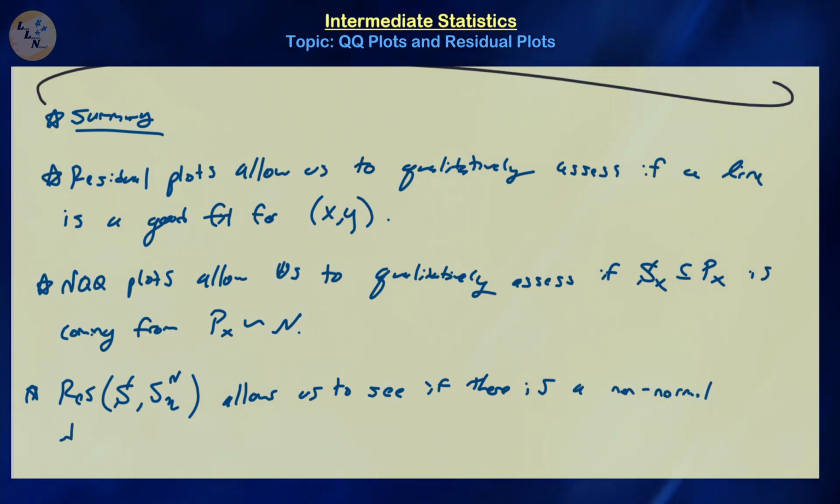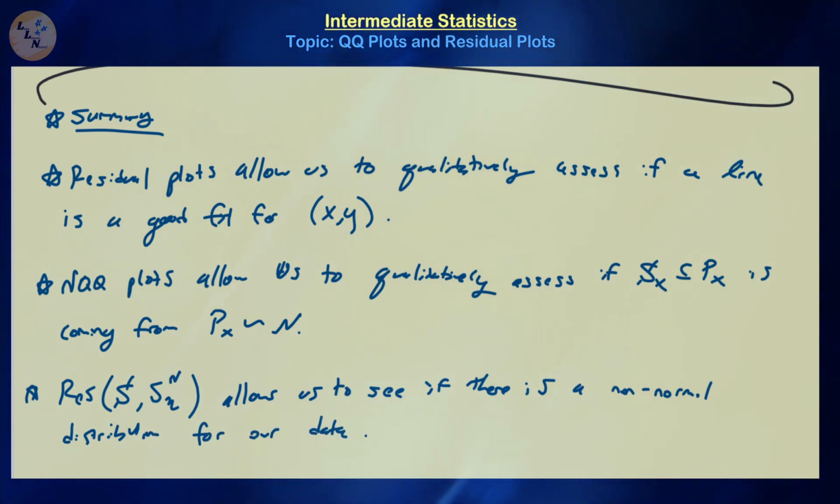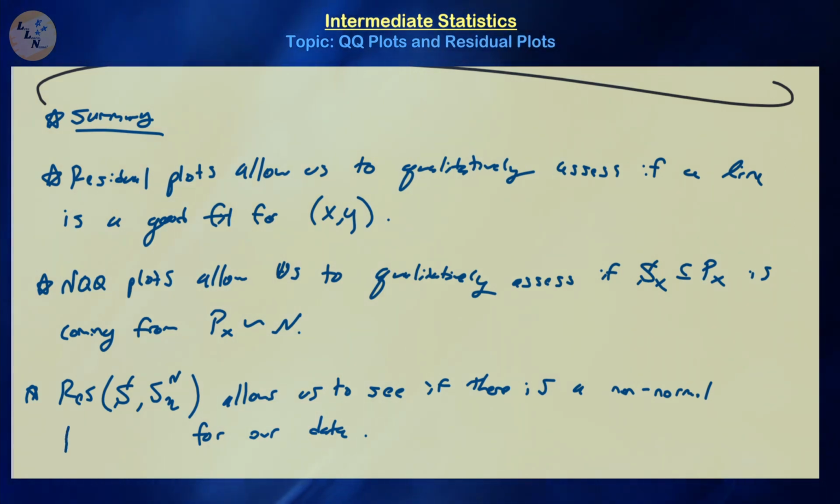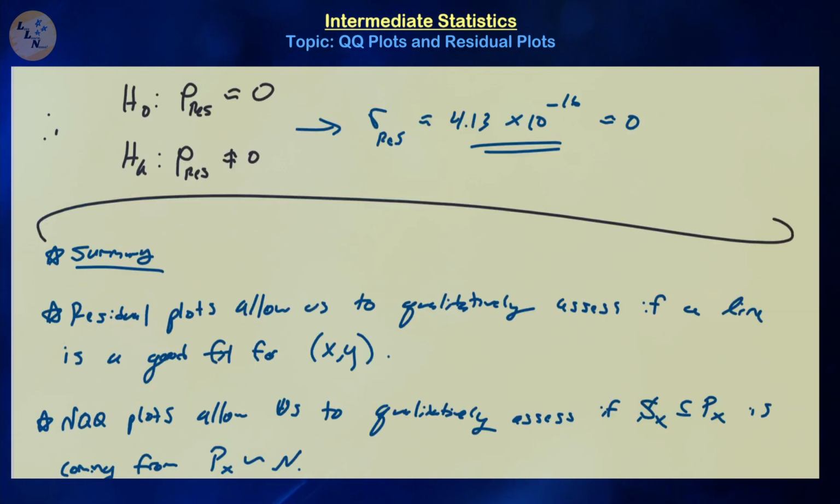So it allows us to see if there is a non-normal distribution for our data. Right. So residual plots and normal Quantile-Quantile plots definitely have their individual purposes, but when you combine them, it does allow you to see if there is a non-normal distribution.